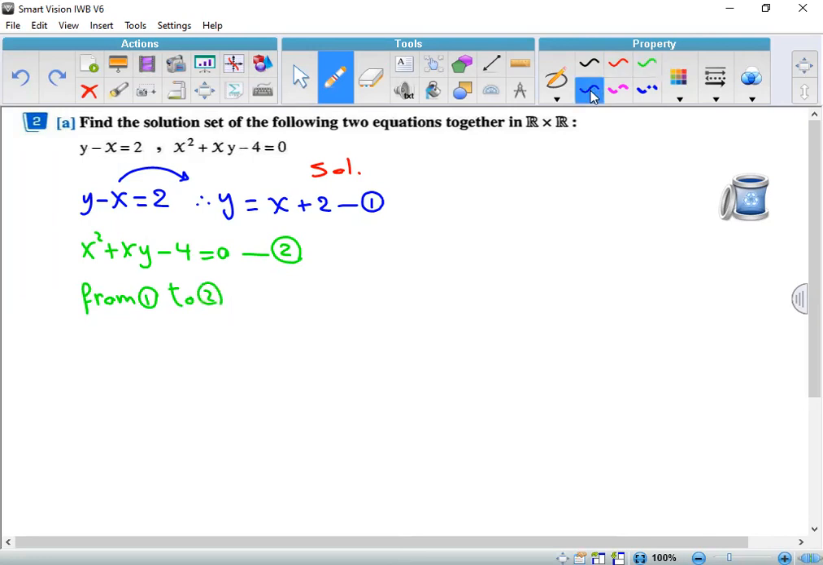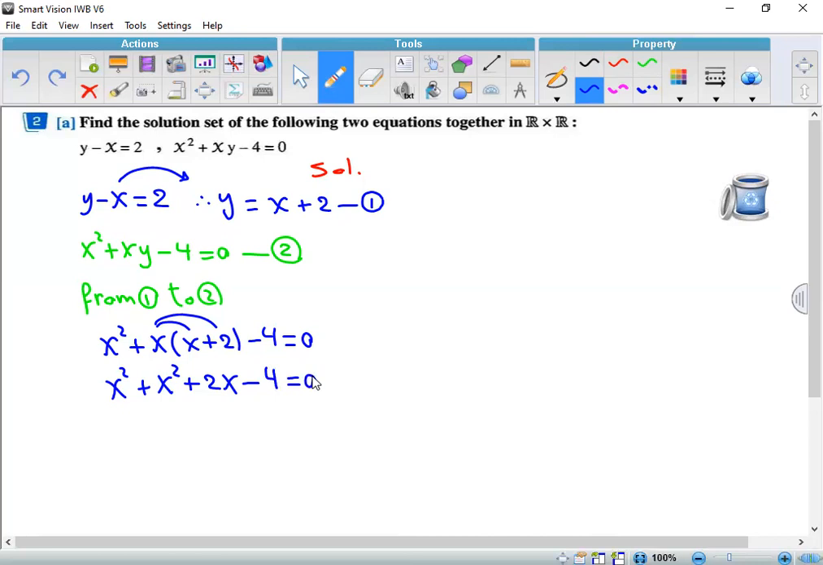Replace every y by x plus 2. Then I say x power 2 plus x times y, I will replace y by x plus 2, minus 4 equals 0. Simplify this equation: x power 2 plus x power 2 plus 2x, by multiplying using the distribution property, minus 4 equals 0.